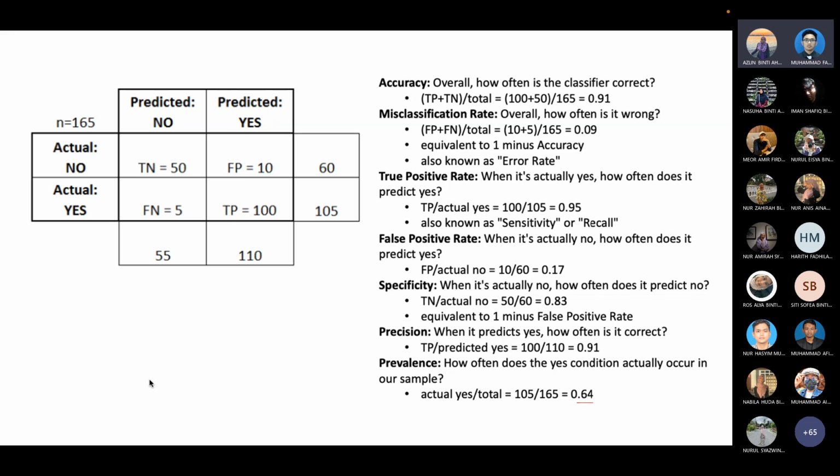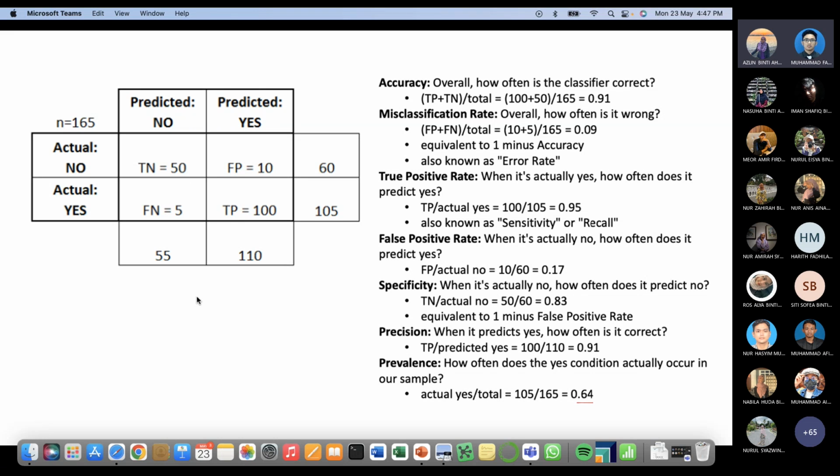Okay, so accuracy here, TP plus TN divided by total. The total number of N that we have here is 165. Accuracy adalah TN and TP kan. 100 plus dengan 50, so 150 divided by 165 kita dapat 0.91. So 0.91 kalau kita nak check percentage equivalent to 91% lah. So misclassification rate you boleh pakai formula atau you just minus 1 je lah. 1 minus the accuracy, so you will get 0.09 for the misclassification rate.